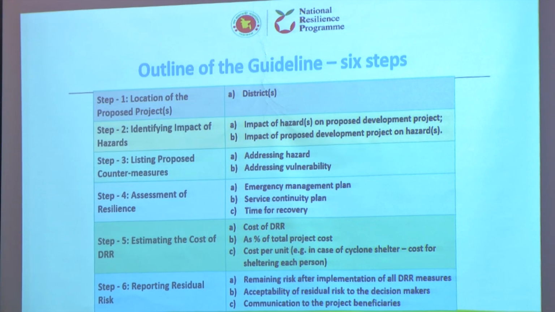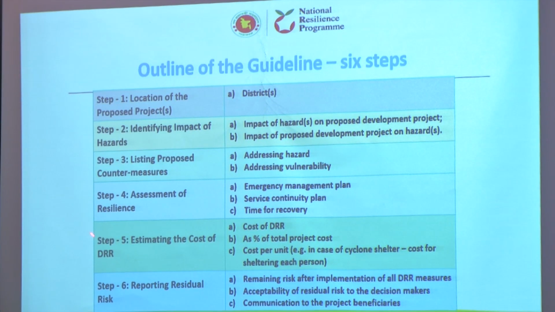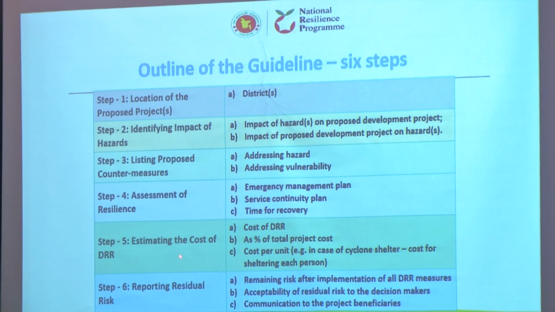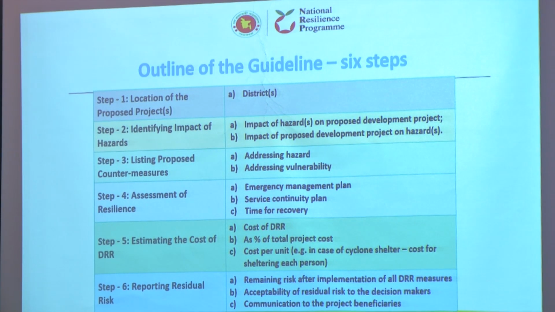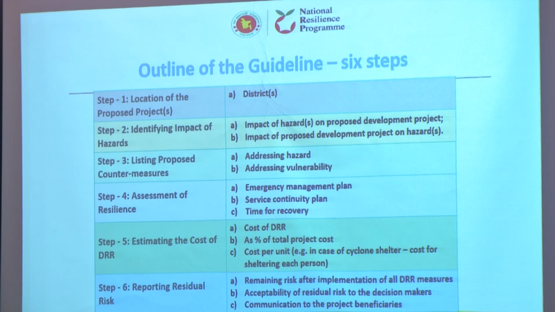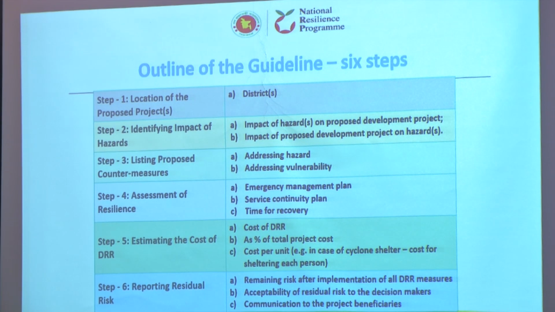And the last stage is the residual risk. So risk is never zero. So there will be some risk. So how do we communicate the risks with the stakeholders? If there is an embankment, if the Bangladesh Water Development Board constructs an embankment along the rivers, this is not the end, it can be breached. So that information should be communicated with the community. So this is step 6.